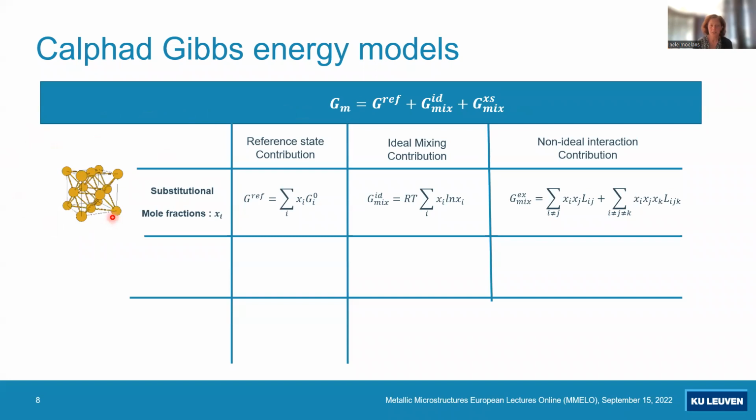Depending on the characteristics of the solution, we will use different types of models. And depending on the type of model, the formulation of these different terms will be different. So the simplest one is a substitutional solution model. In that case, all three terms are expressed as a function of the mole fractions of the different elements. And these are the same mole fractions as the mole fractions that we use in the phase field model.